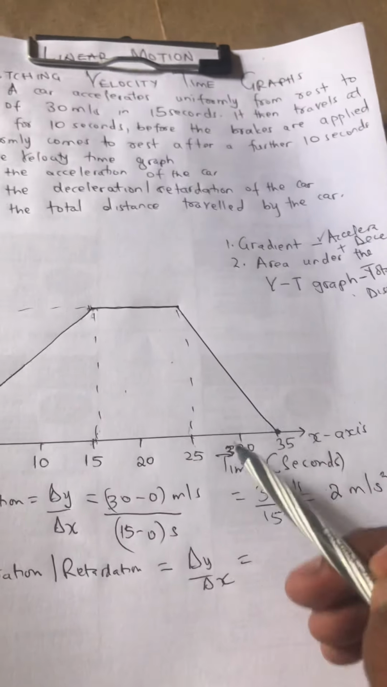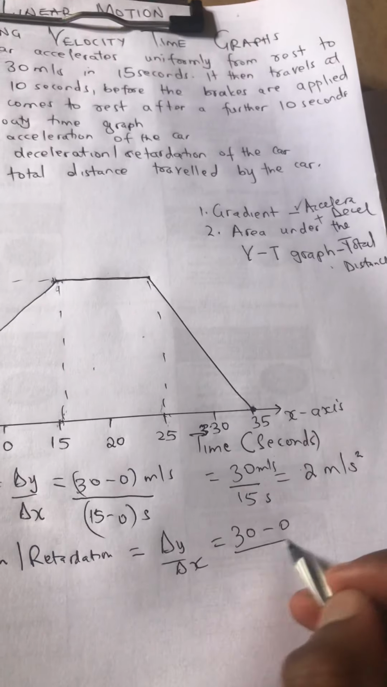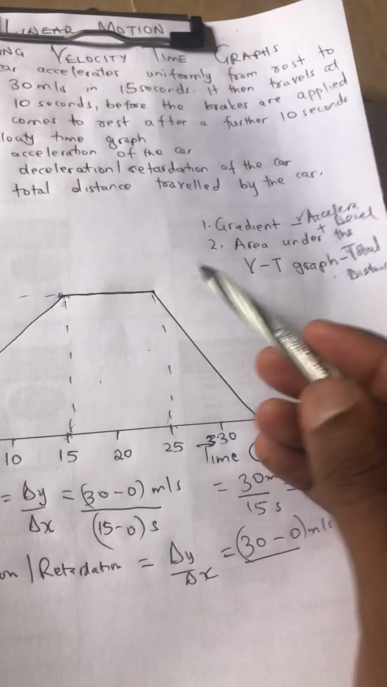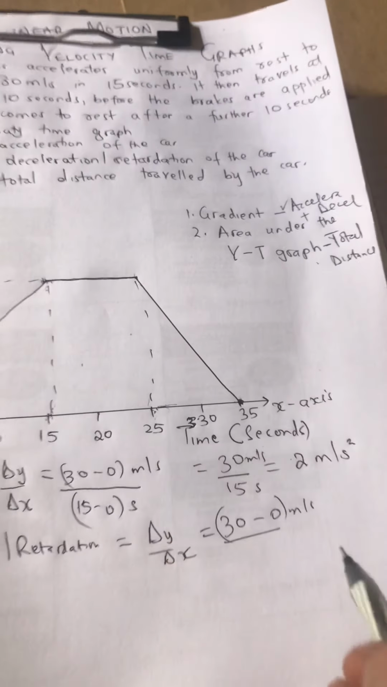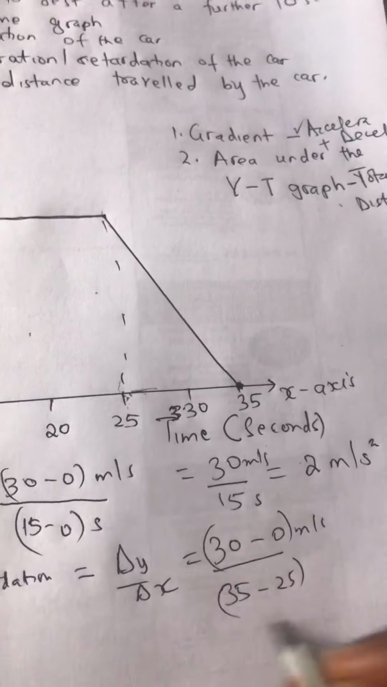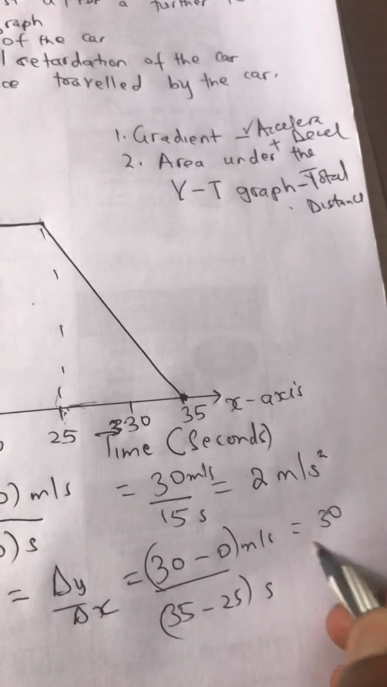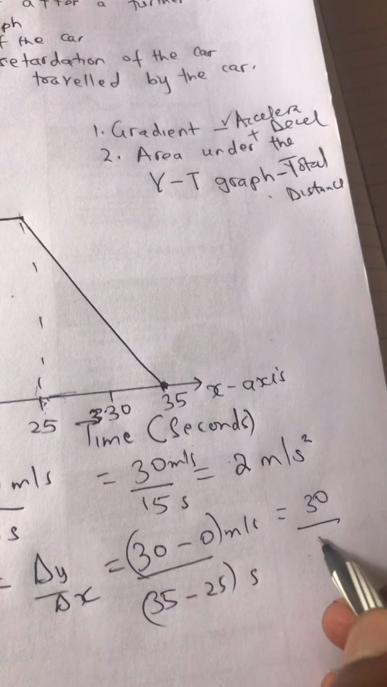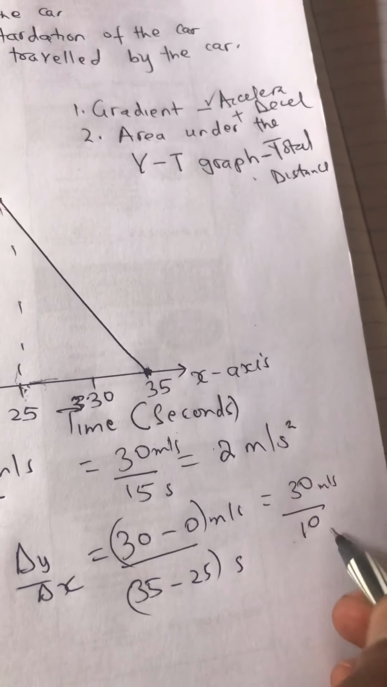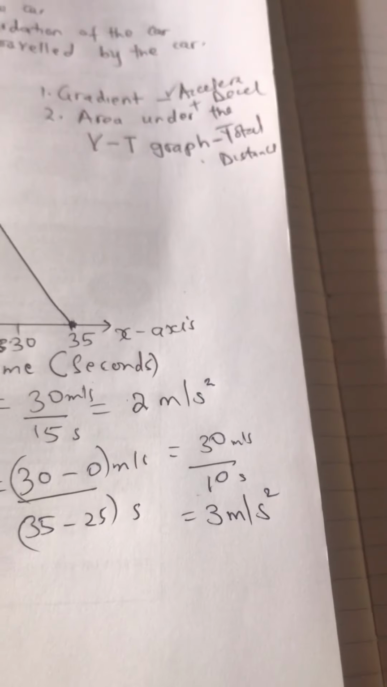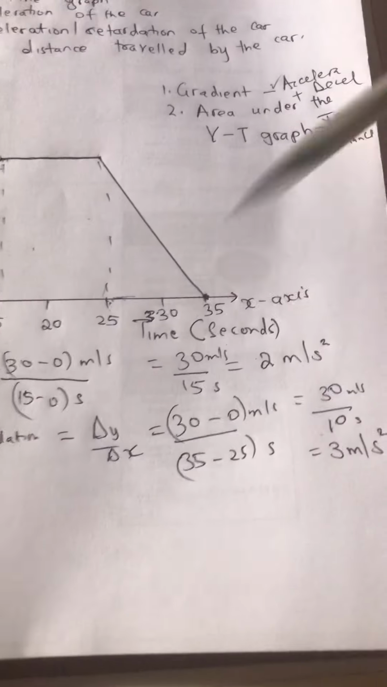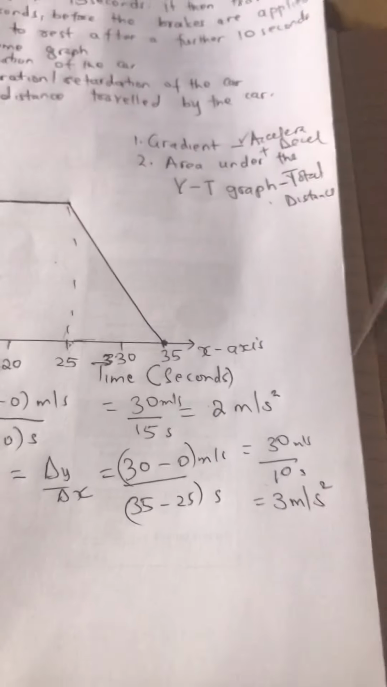Change in y will be 30 minus 0 meters per second, because here it is 30 and here on this line it is 0, divided by the change in x, which is 35 minus 25. This is in seconds. 30 minus 0 is 30. 35 minus 25 is 10 seconds. So 30 divided by 10 is 3 meters per second square. So the deceleration is 3 meters per second square. You can also say the acceleration here was negative 3 meters per second square, but the deceleration is 3 meters per second square.